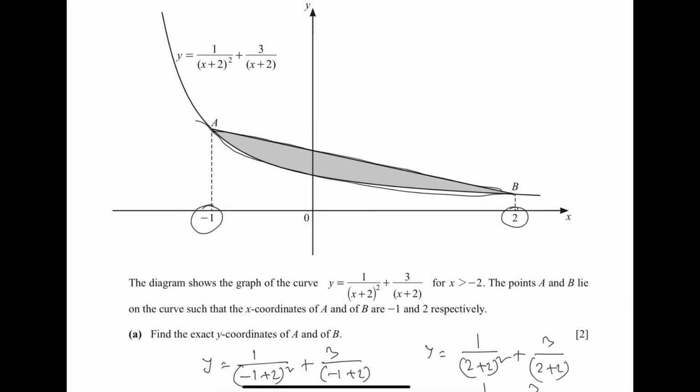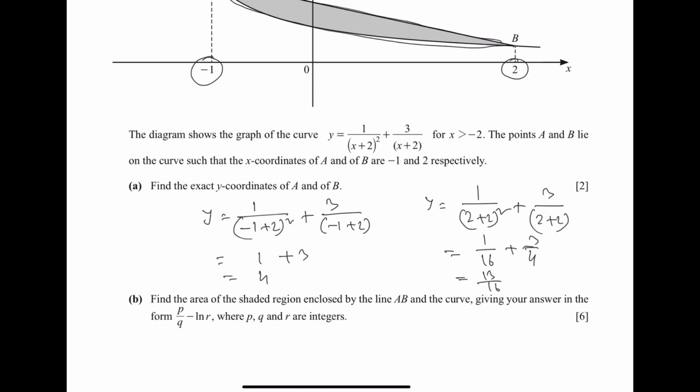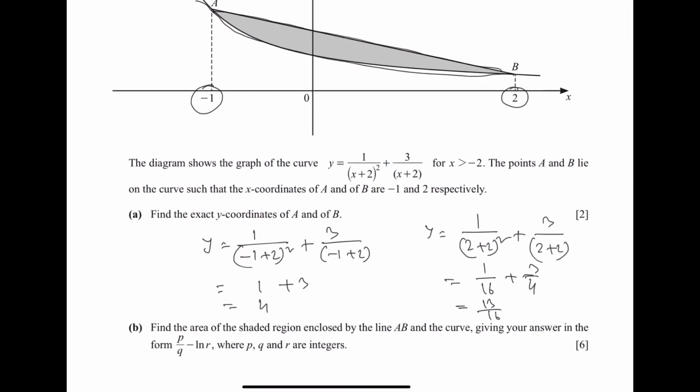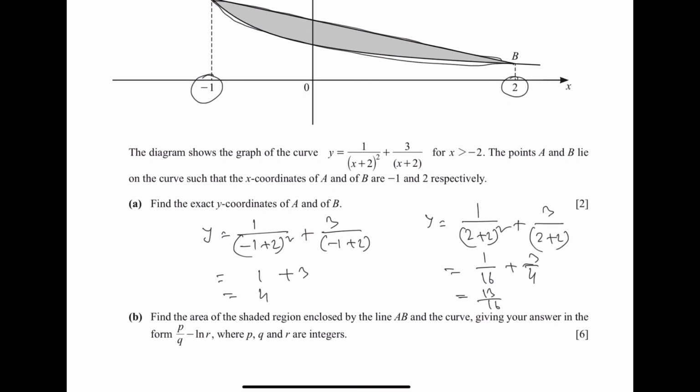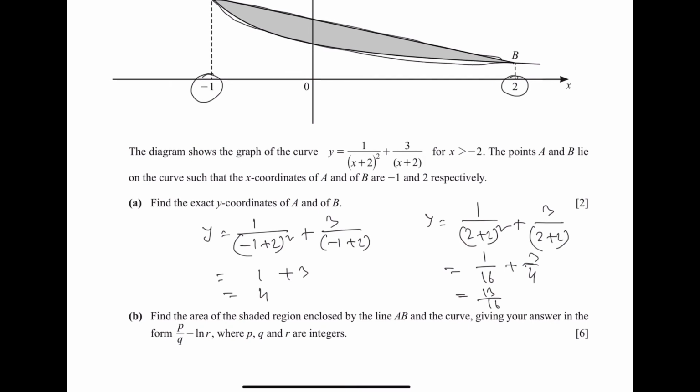Now I find out the coordinates of A and B. In question B, it is necessary to find out the area of the shaded region enclosed by the line AB and the curve, giving your answer in the form.